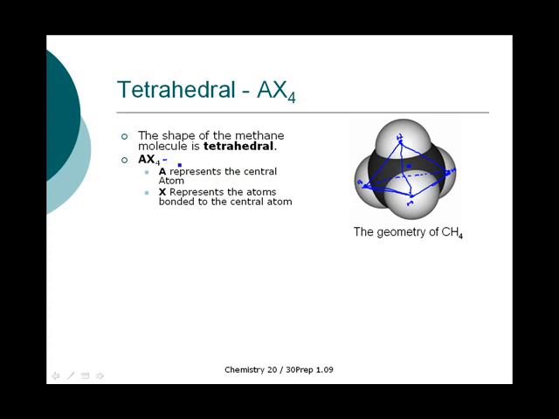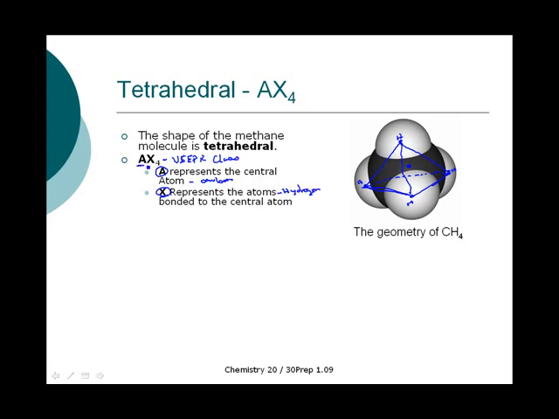The class is kind of a shorthand form of describing the shape of the molecule. So the A represents the central atom. In this case, it would be a carbon atom. X represents all of the atoms around it. So in this case, it's going to be the hydrogen.